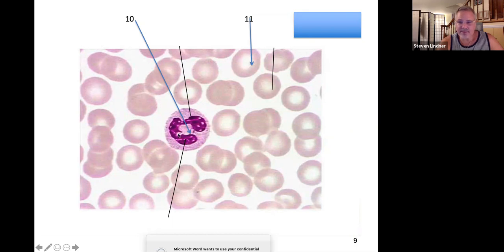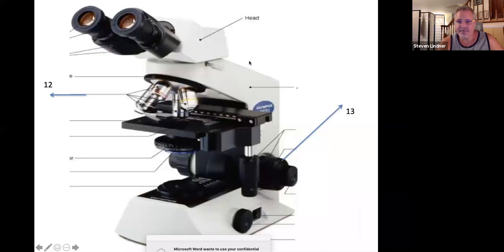And what is this? This is a neutrophil, right? 1, 2, 3 lobes to the nuclei. It's granular, that's a neutrophil. So this is a neutrophil, which is a granular white blood cell. This is an RBC, red blood cell.